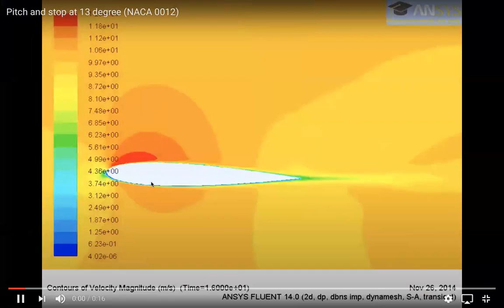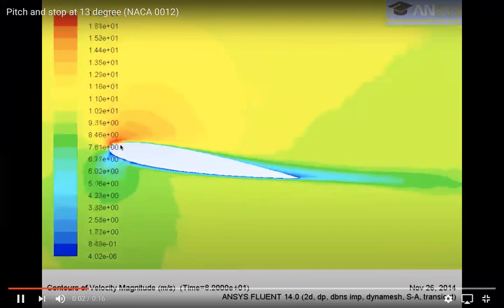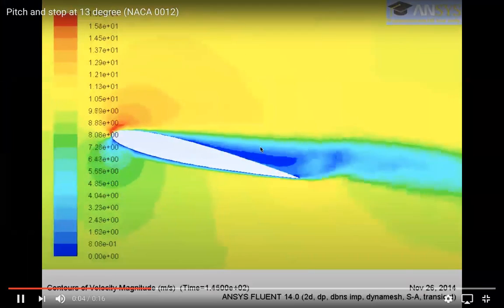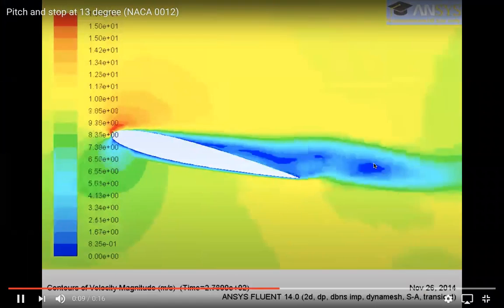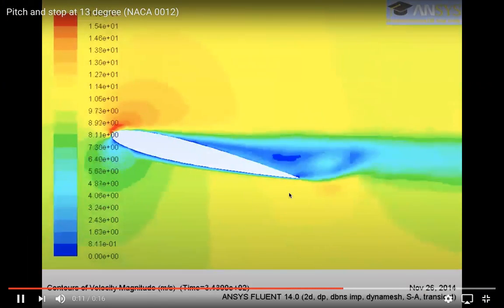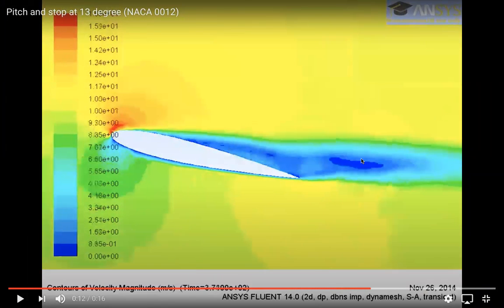So as you can see, it's flat, and then as we raise it up, you get this high velocity up here and low velocity down here. And then out here, you can see real turbulent velocities going on to raise the drag coefficient.